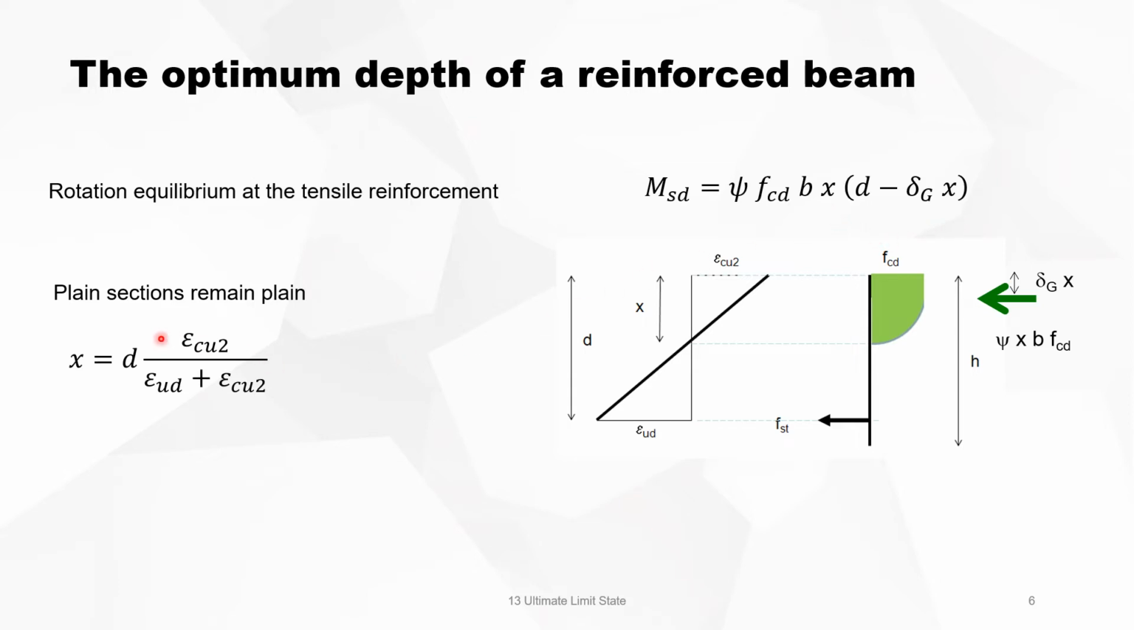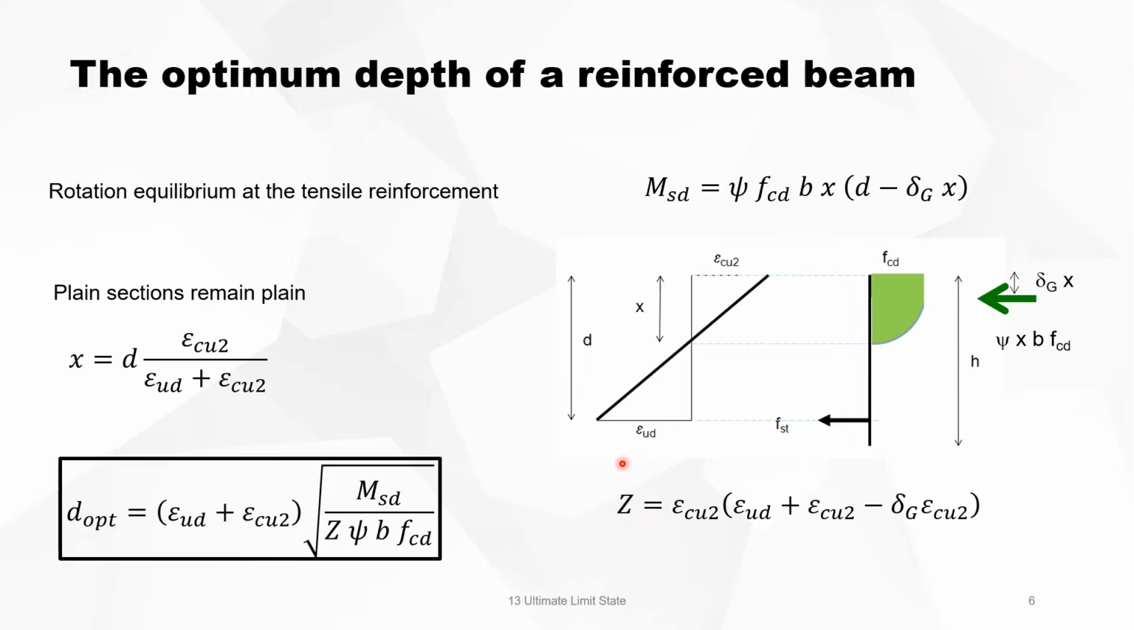In this formula, we can substitute x and we can find d, because that's what we wanted to do. We wanted to find the optimum depth d when epsilon Cu2 and epsilon Ud is reached. If we do that, then this is the general expression of an optimum depth under simple bending of a reinforced beam with rectangular section. Z equals this expression here. This is valid for all concrete grades.